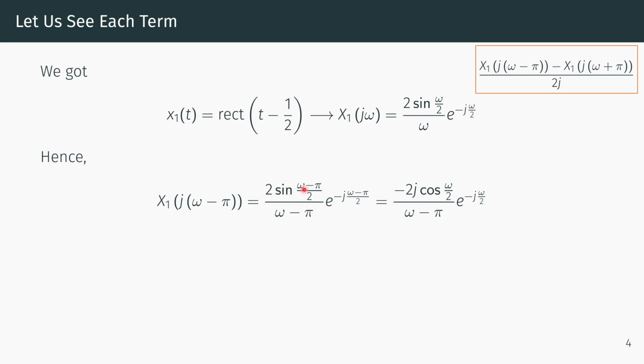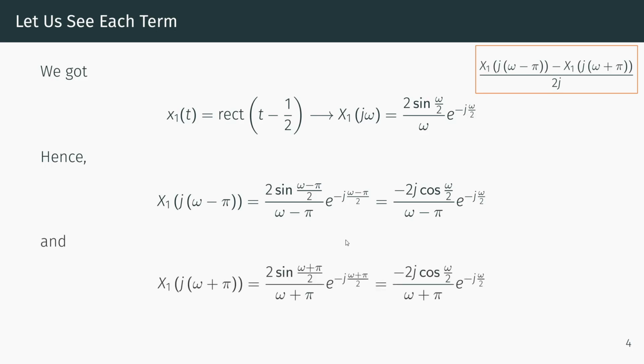What is that? Sine of (omega minus pi) by 2 is nothing but minus cos omega by 2. That is easy to see. And also e power minus j times (omega minus pi) by 2 can be written with e power plus j pi by 2, which is nothing but cos pi by 2 plus j sin pi by 2, which is the same as j. So that is why you get minus, the 2 is there, and this minus j comes from e power plus j pi by 2, and sine of (omega minus pi) by 2 is replaced with cos of omega by 2. So finally you get this as the result.